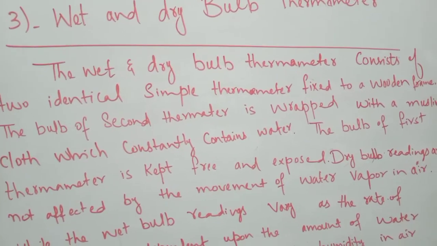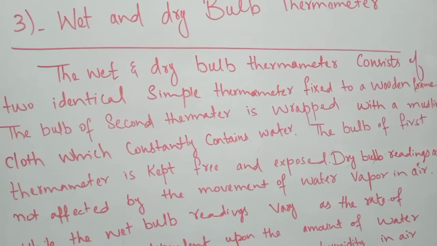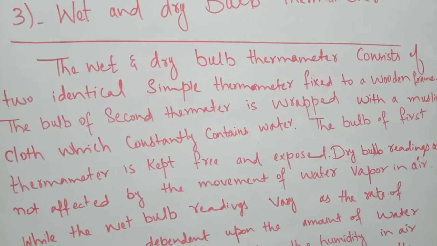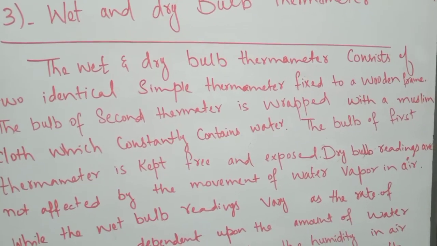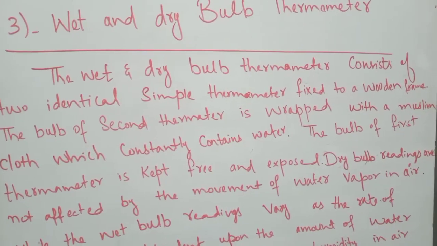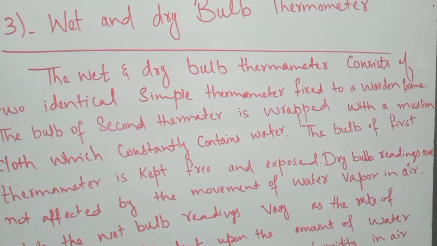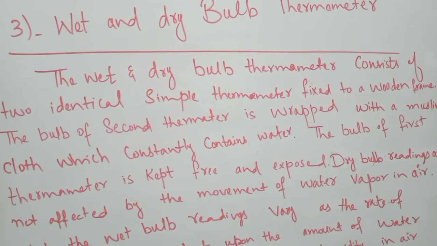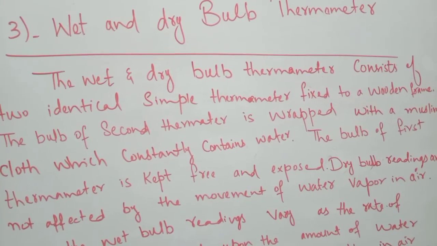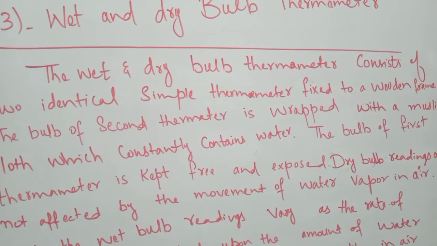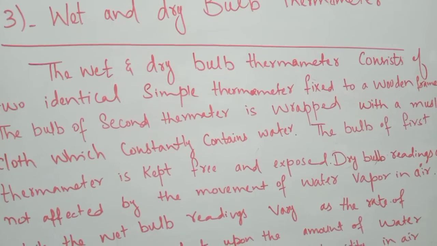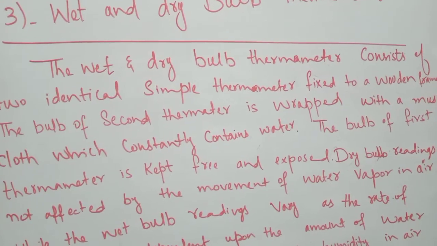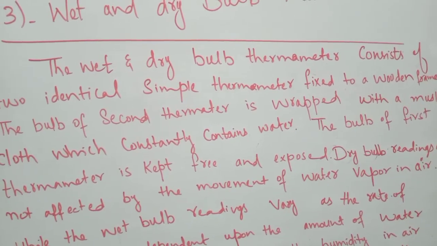Here you can see the wet and dry bulb thermometer. As I have said, it consists of two identical simple thermometers. No advanced or modernized types of thermometers are going to be used in it, rather very simple and normal thermometers. Both thermometers are fixed to a wooden framework, as I have shown you in the diagram, and both, either the dry one or the wet one, are simple in their manner and attached to each other by a wooden framework.